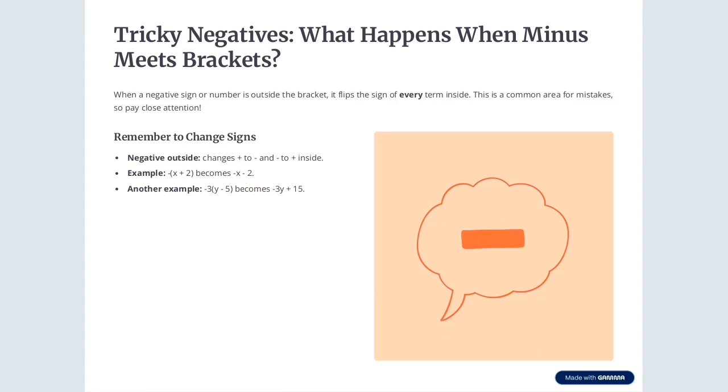Okay, now look at this: minus bracket x plus 2. Can you see that? Yes. Now, ordinarily, this can be written as minus 1 times x plus 2. 1 times x is what?